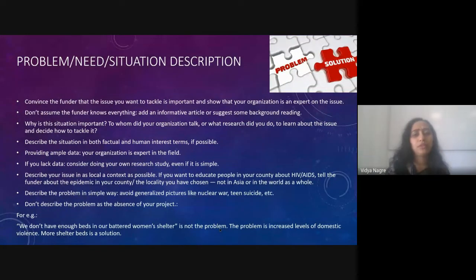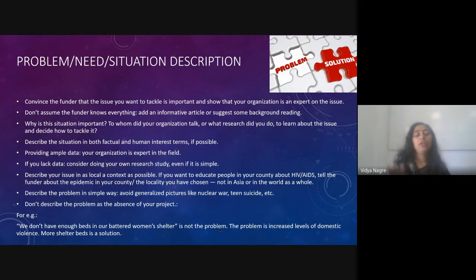These are two different things. Keep it separate. Focus on your problem and make it simple, brief, and subtle. Don't describe the problem as the absence of your project. This means do not use the language of negation. Always have a language of affirmation.